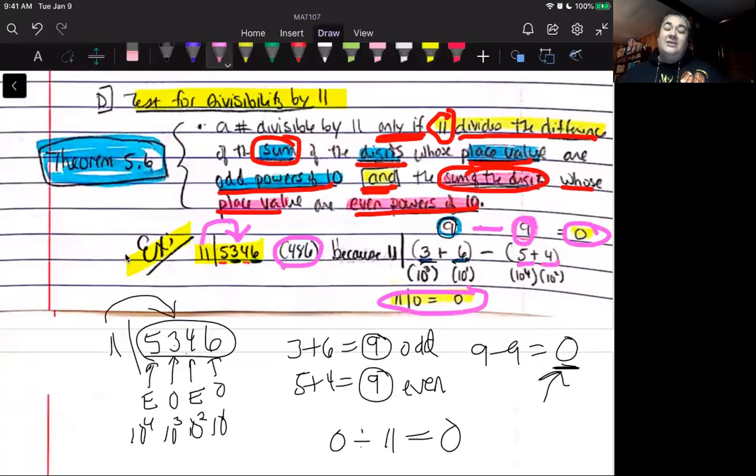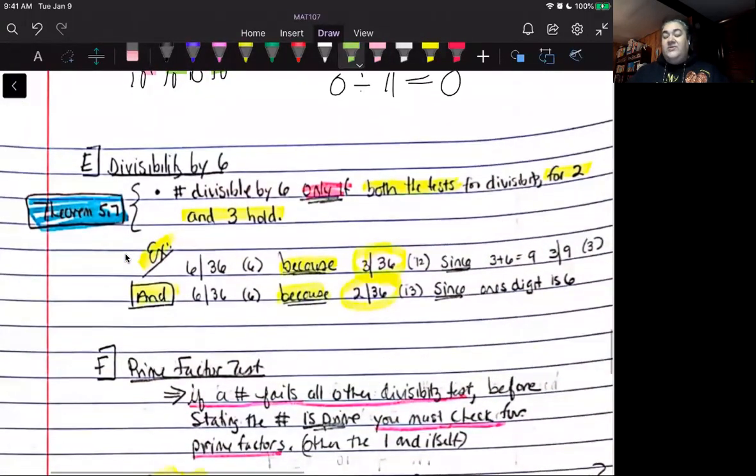So I hope that that makes it a little clearer. It's a bit of a tedious test, but when you need to test for it, at least you have a test instead of just checking it randomly. Okay? But that's how the odd and even powers are decided. The even ones are decided because it's the power of 4 and the power of 2, which is an even number. Okay? And the odd ones are decided because these are the powers of 1 and 3, and those are odd numbers. So hopefully that helps to clarify that. Okay? Alright, let's move on to divisibility by 6.